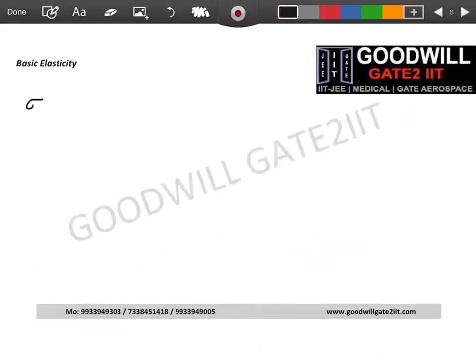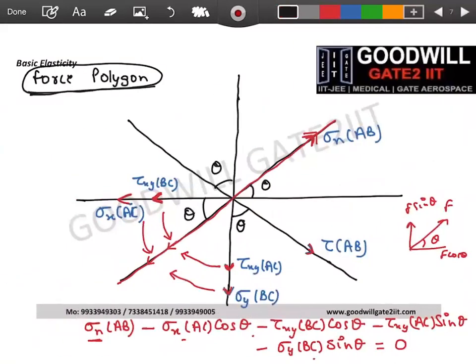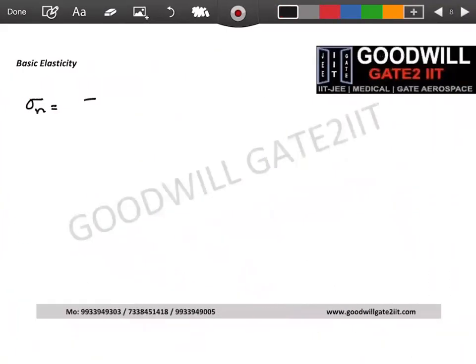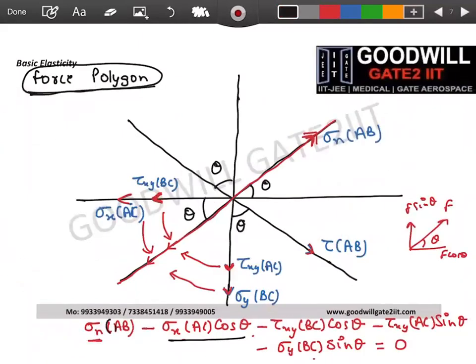So sigma n is equals to, I'll send all the terms now. So sigma x AC cos theta, sigma x into AC cos theta divided by AB. Why divided by AB? I'm also bringing this AB to denominator in one step only. Next, I'll write this term.